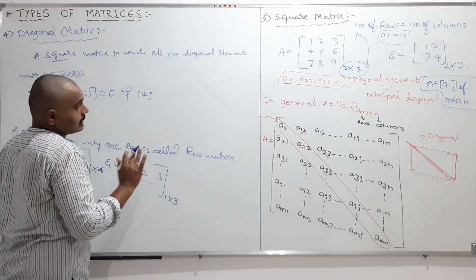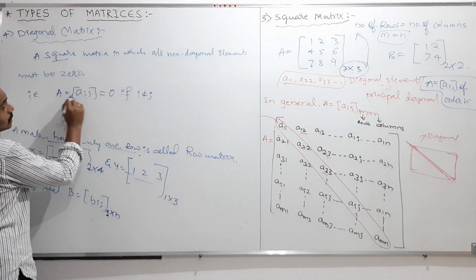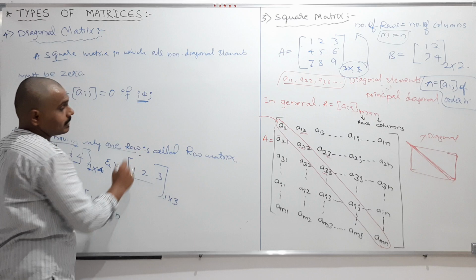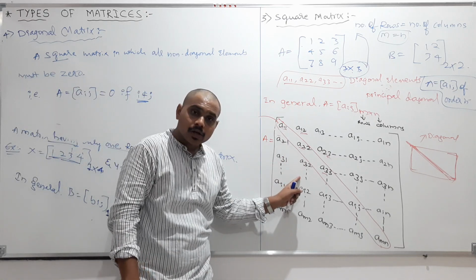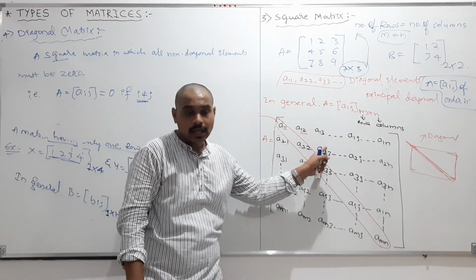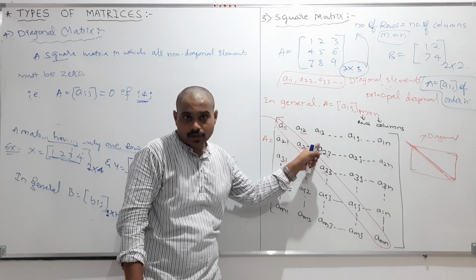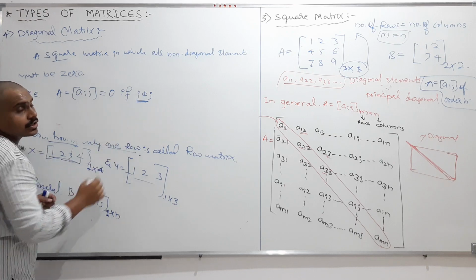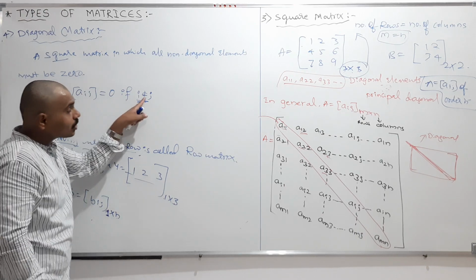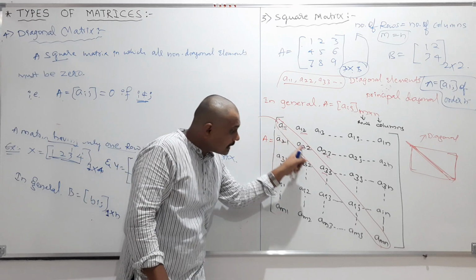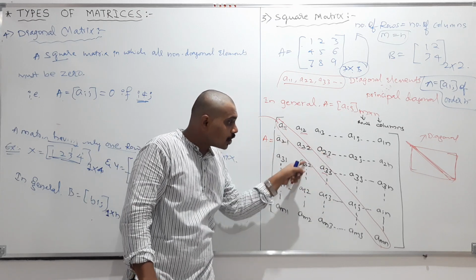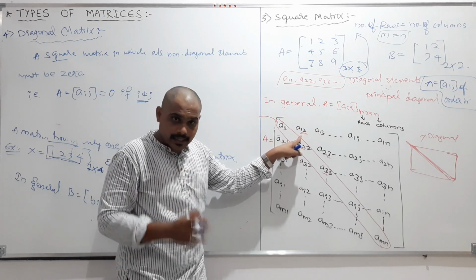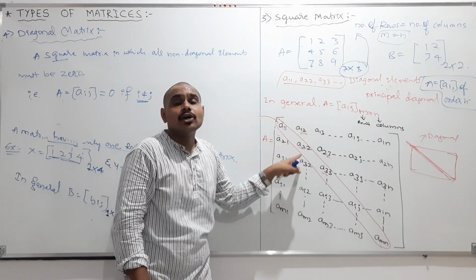My dear students, please see here, Aij equals 0 if i is not equal to j, what does it indicate? Below the principal diagonal and above the principal diagonal, all the elements are 0. Except the principal diagonal, in all remaining cases the i value is not equal to j. That is, all the non-diagonal elements.